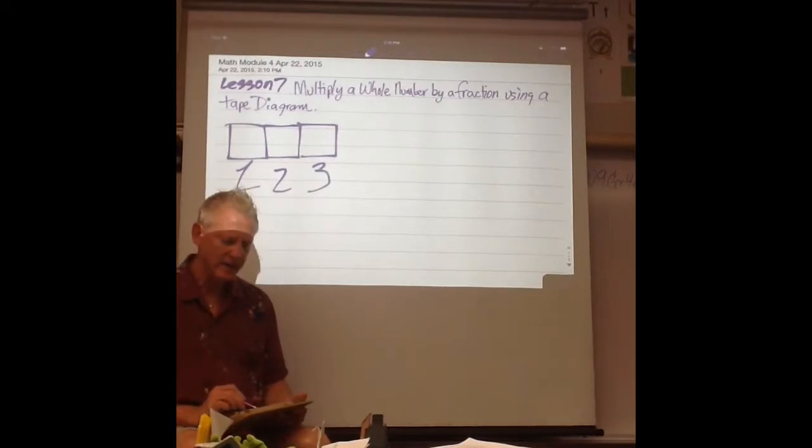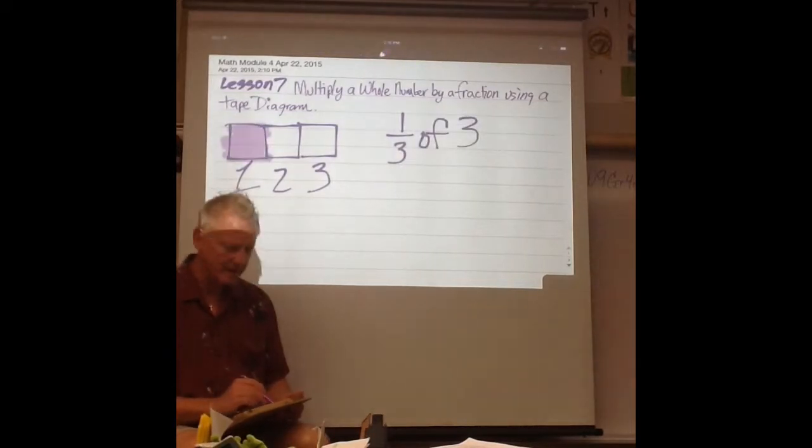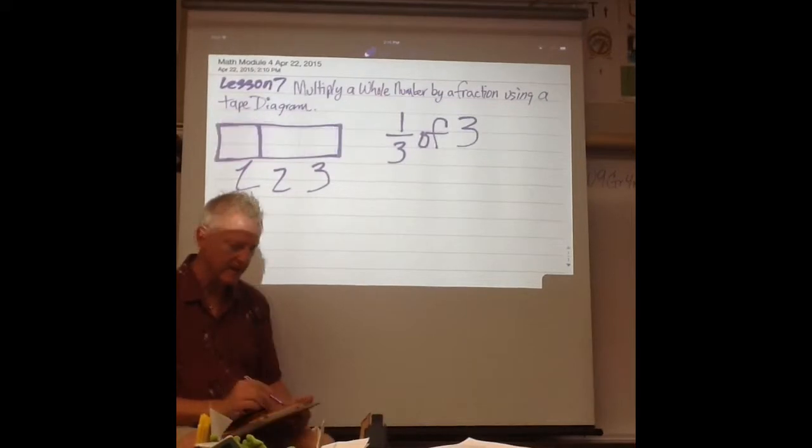Now let's say I have a question like, what is a third of 3? Let me highlight this for you. What is a third of 3? Your tape diagram is basically just putting all of these boxes together, my box right here, right? Then I could draw my next line on the tape like that, and that would be my second box. And as you can see, this is my third. So, let's ask that question again. What is a third of 3?